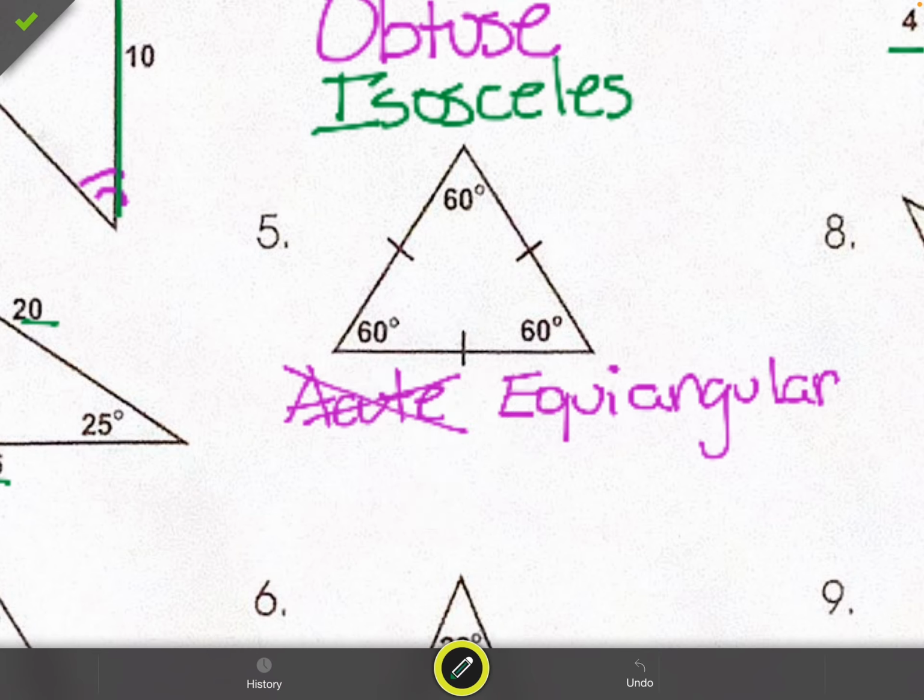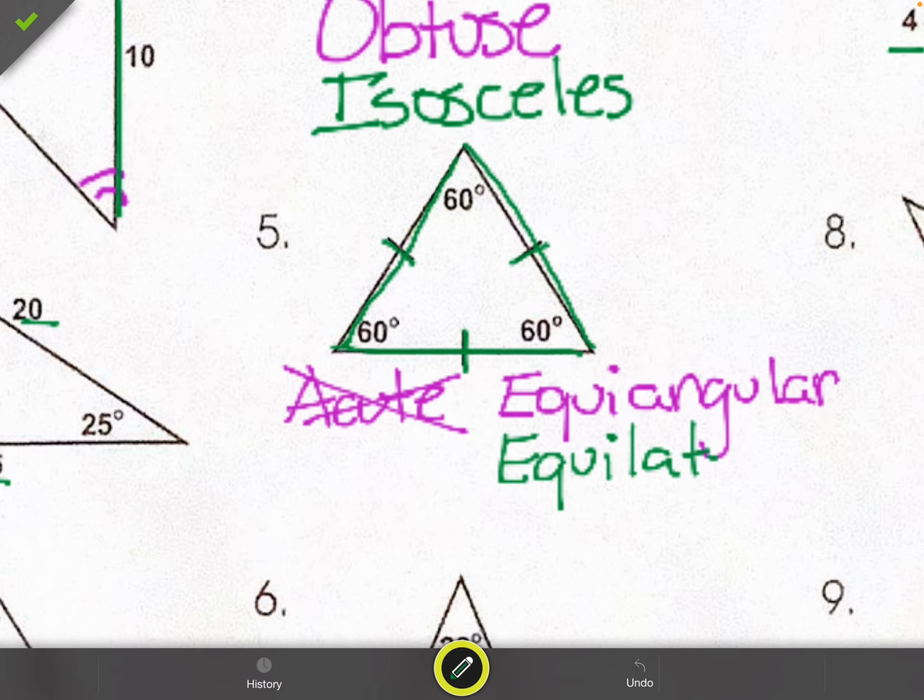So I notice this side has the same mark as this side, and so does this side. So what they're trying to tell you is that this side, and this side are all the same. They all have the same measure. So 3 congruent sides, that's your equilateral.